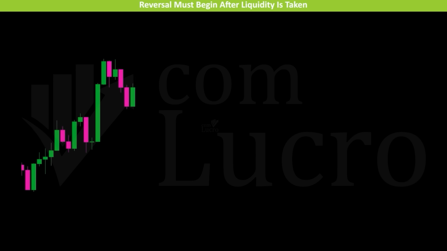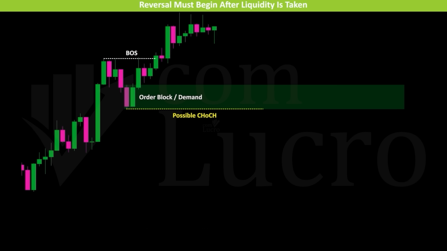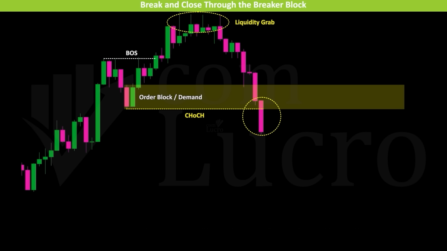The third rule highlights that once buy-side or sell-side liquidity has been taken out, the price must begin to reverse its direction. The fourth rule states that a breaker block is only considered valid if the price breaks and closes below or above the breaker block with the body of the candle. A simple penetration with a shadow or wick is not sufficient.